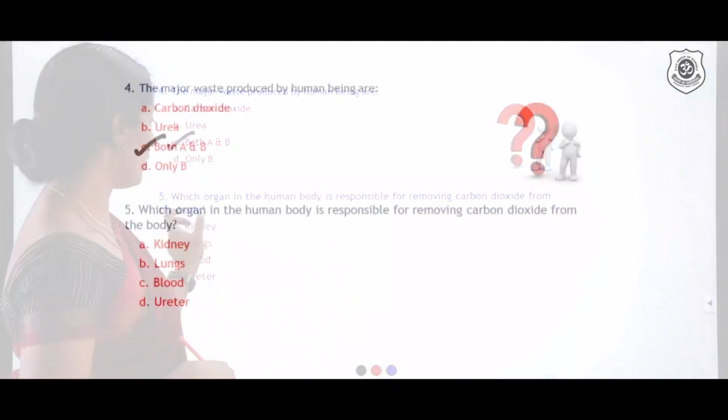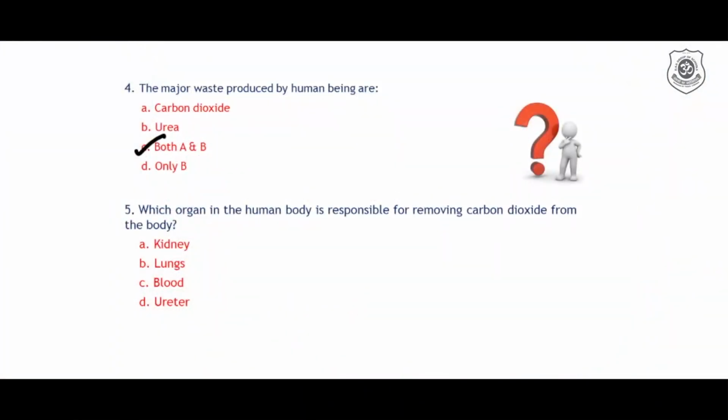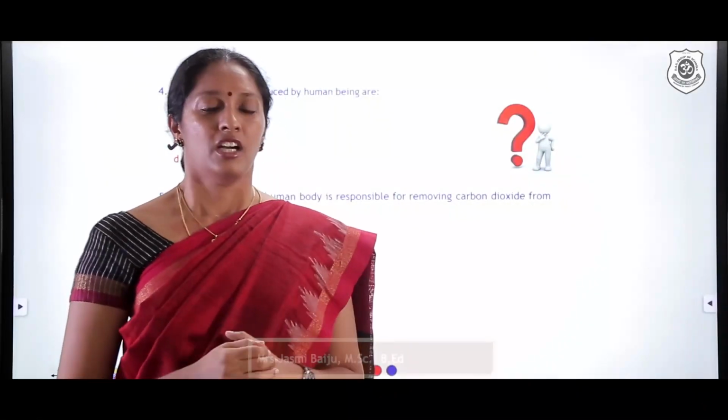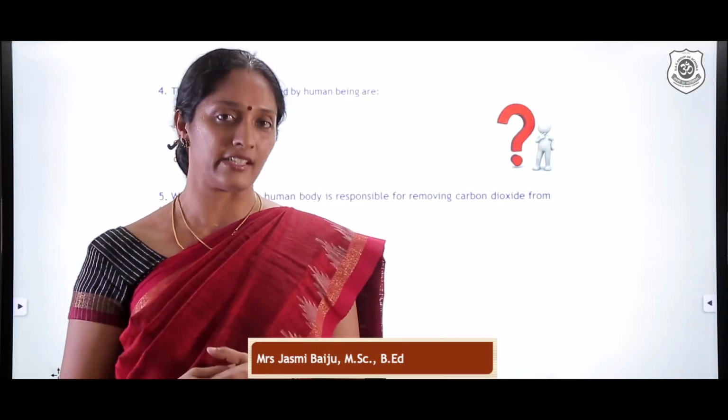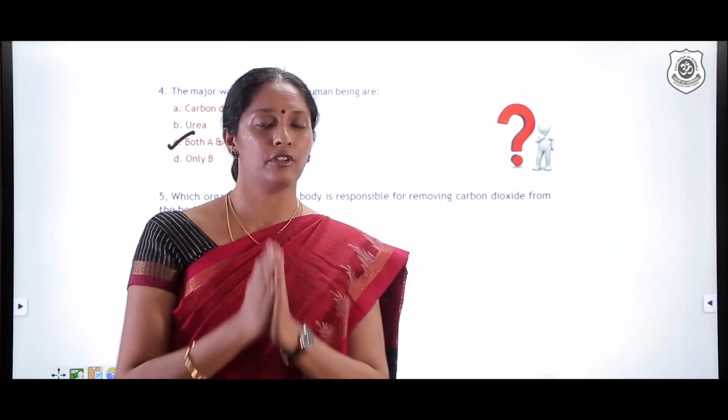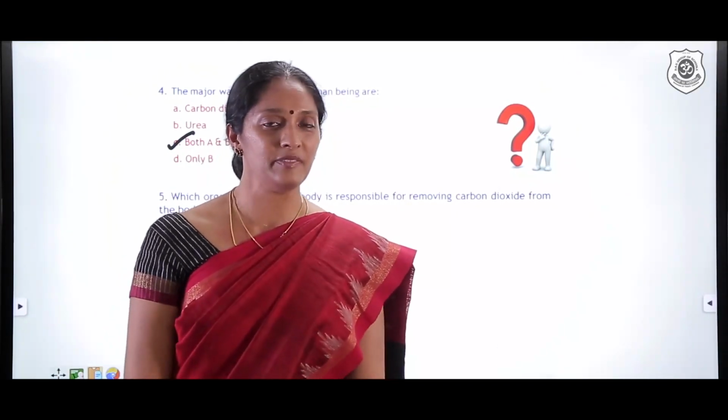Okay? Next. Which organ in the human body is responsible for removing carbon dioxide from the body? It is carbon dioxide from the body. So remember, kidney, lungs, blood, ureter. It is lung. So these are the answers. So always, whenever you are attempting your MCQs, do think, go through all the options that are there, and then go for the answers. So we stop the session here, and we'll continue in the next module. We'll be discussing more about the kidney and its structure and function, the inner part of it, urine formation, how it occurs, all that. So till then, namaste.